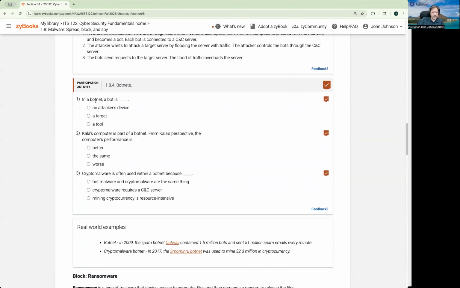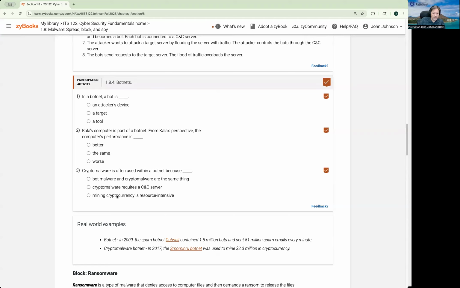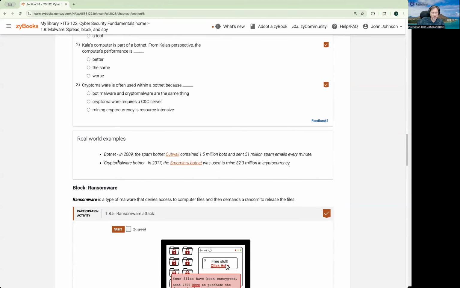So you can go through these in a botnet. A bot is, and then you can select. These are easy enough. I'll just have you do this on your own. Again, great. We've got real world examples.